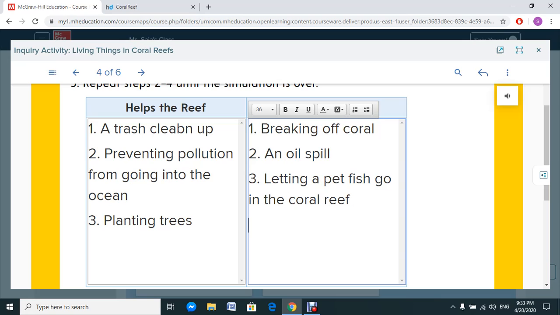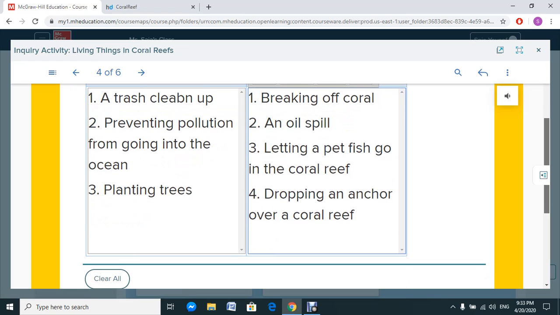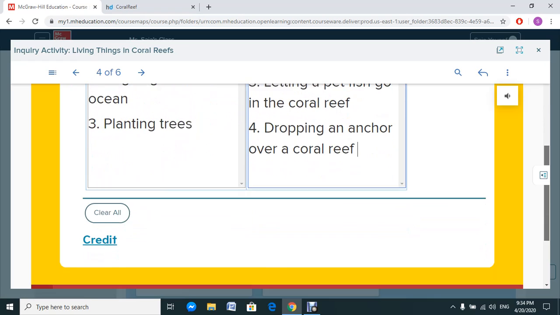Can you remember another thing that you saw in the video? Yes, when we drop an anchor over a coral reef. So the last thing was dropping an anchor over a coral reef. Okay, those were the helpful things and the harmful things. So stop the video and write them fast. I think that most of you wrote them with me.